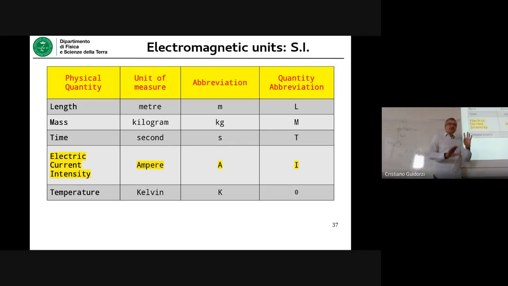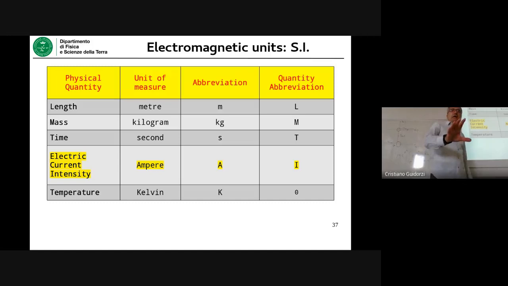So let's make a summary of the fundamental quantities in electromagnetism, starting from the international system. In addition to the three quantities, length, mass, and time, that you already know from mechanics, for which there was much more agreement historically, these were introduced around the 18th century, while electromagnetism was born thanks to the simultaneous contribution of several people in the 19th century. So the story in that case is different.